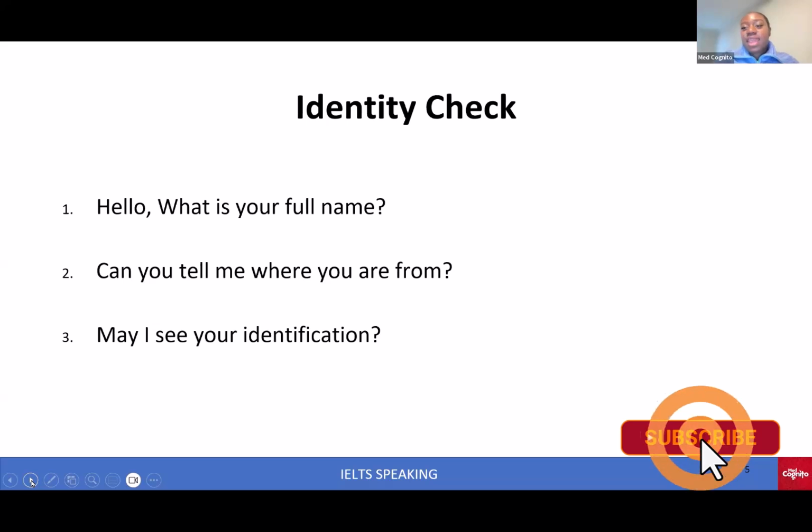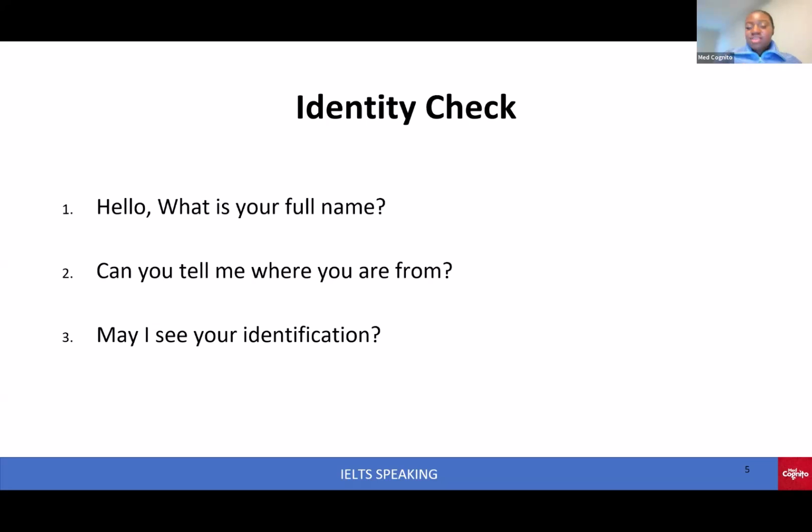So let's start with the identity check. You can answer back with me. I will read the questions, and then we'll go into what your answers can look like. This section is not part of the actual exam, but I think it's good to practice this piece so that you're ready to dive into the rest of the exam. So we'll start with the identity check.